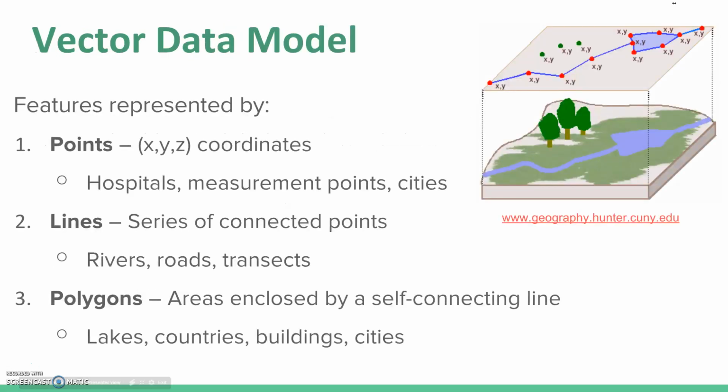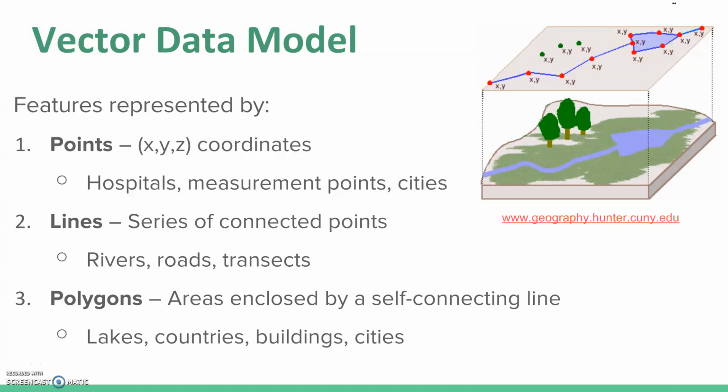So in a vector data model, we can represent features as either points, lines, or polygons. Points are singular features with X, Y, and sometimes Z coordinates. Some features that we might want to represent would be hospitals or other buildings, measurement points, cities depending on the scale. For lines, there are a series of connected points, and some common features we'd represent with that would be rivers, roads, transects, etc.